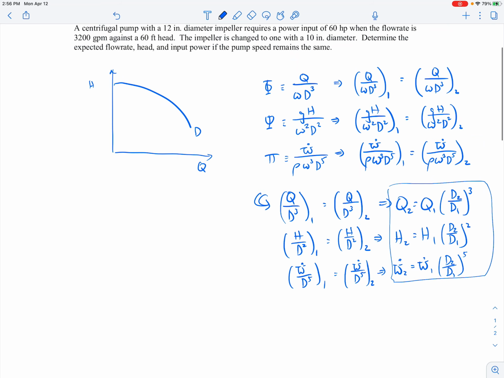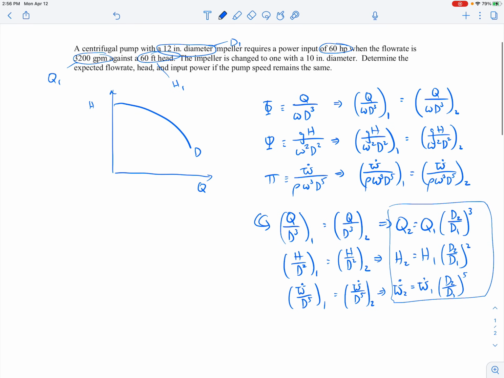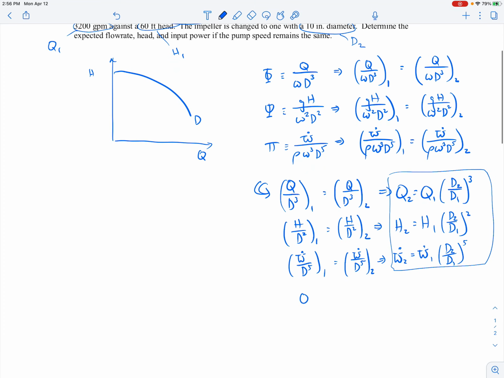We're told the volumetric flow rate in the initial case is 3,200 gallons per minute, so that's our Q1. So let me just make a note of that. That's Q1. Our H1 is this. Our D1 is this impeller diameter there, so that's D1. And our input power, that's our W dot 1, is given as well. And we're going to change to our 10-inch impeller, that's our D2. Okay, so we can plug all those in, and when we do that, we'll get that Q2 comes out to be 1850 gallons per minute.